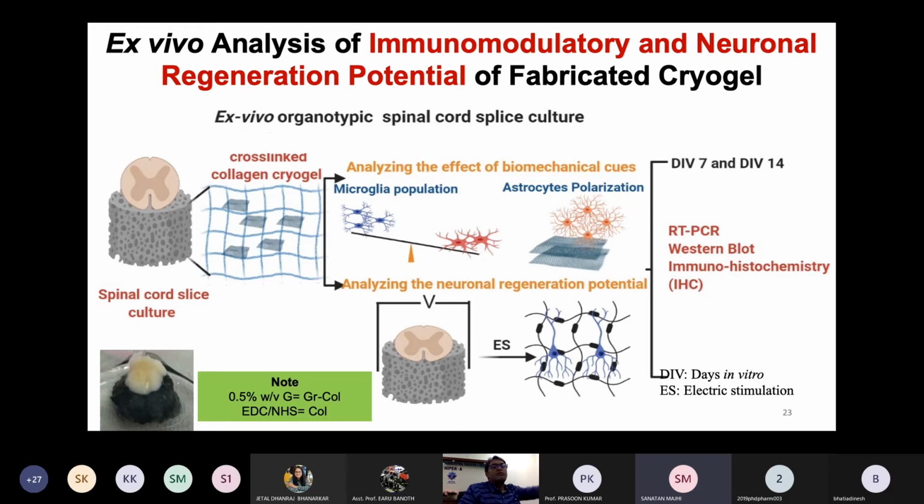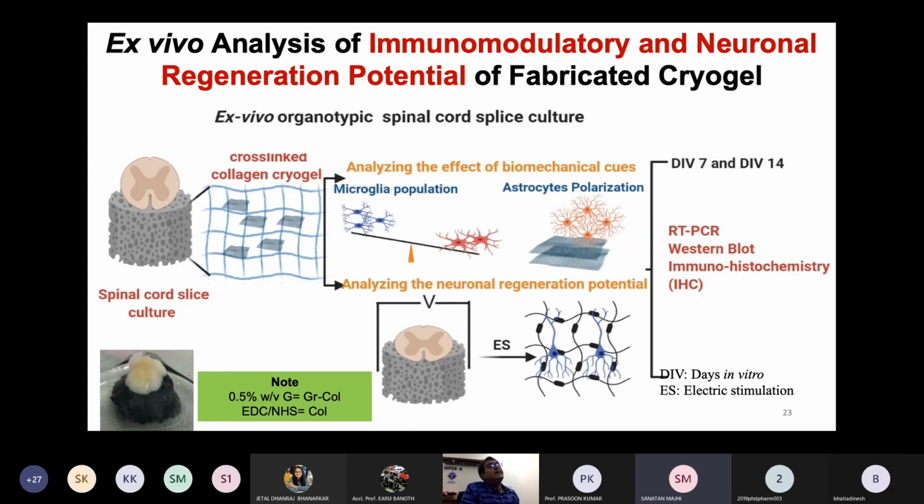Then we wanted to move ahead and confirm how this may behave when there is a mixture of cells, like in a spinal cord. So for that we tried the organotypic spinal cord slice culture.